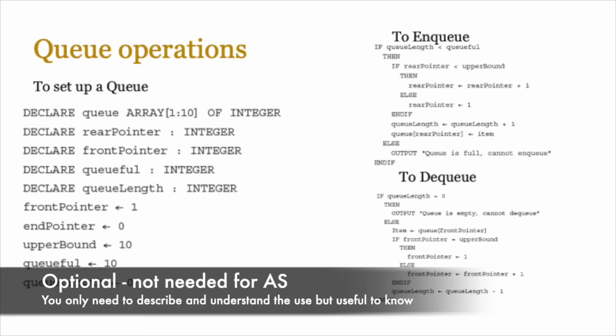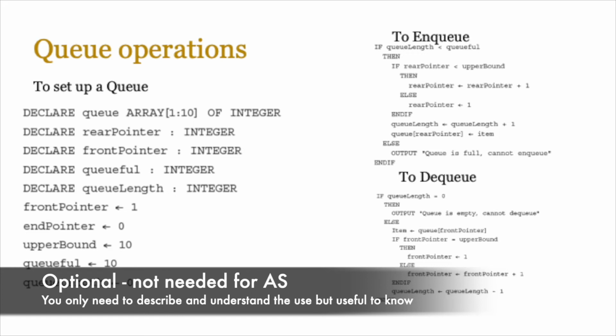Well, here we are. To set up a queue, same kind of process, declare an array, declare your variables, have a queue full variable and a queue length variable, that's to implement the circular motion, define a few values, start pointer or the front pointer at 1, end pointer at 0, because there's no item in the list, upper and lower bounds, and so forth.